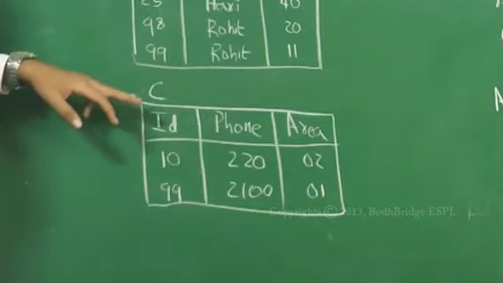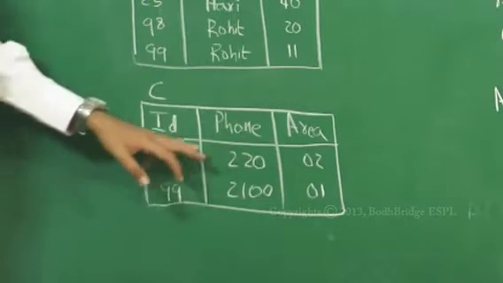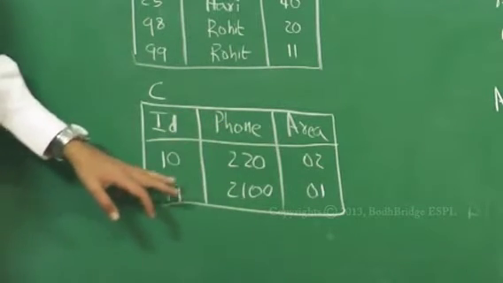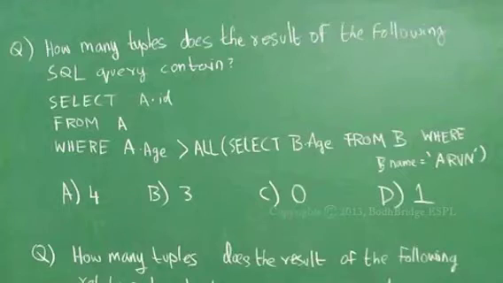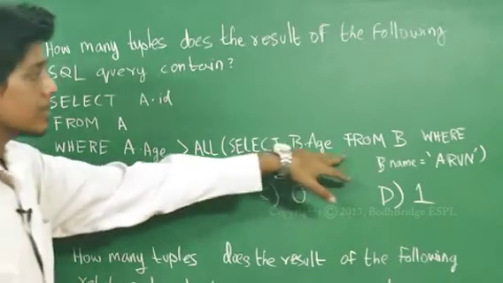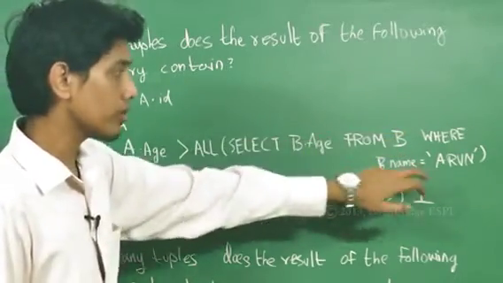And table C: ID, phone, area: 10, 220, 02; 99, 2100, 01. The first question is, how many tuples does the result of the following SQL query contain? Select a.id from A where a.age is greater than all of (select b.age from B where b.name is Arun).